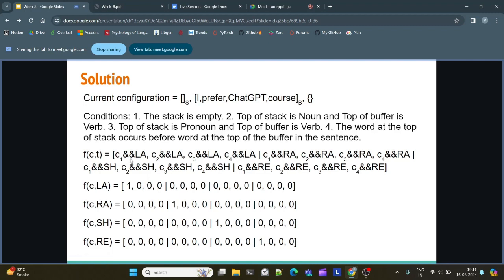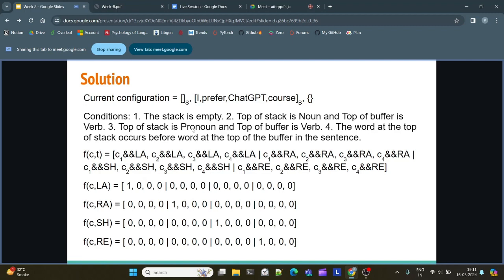So let's see the first values. The first value is: the stack is empty, and the corresponding transition is left arc. Yes, this is satisfied, so we have a corresponding value of 1 over here. And let's see the second condition: top of the stack is noun, and top of the buffer is verb. Okay, so this condition is not satisfied because the stack is empty, so there's nothing on the top of the stack. So we have a 0.